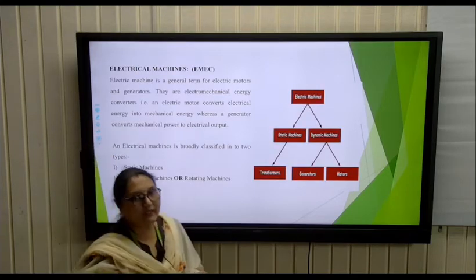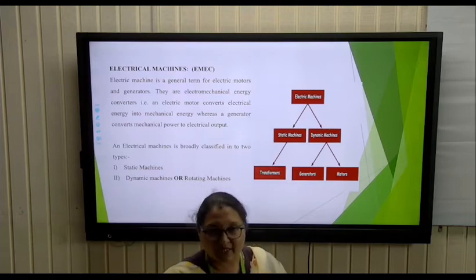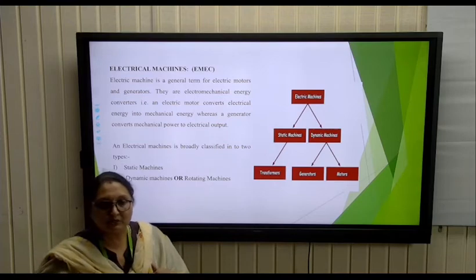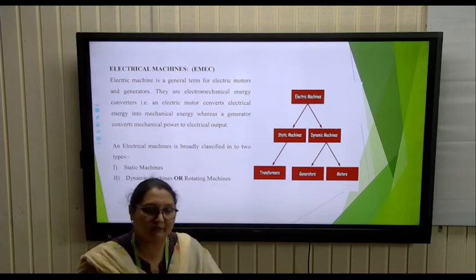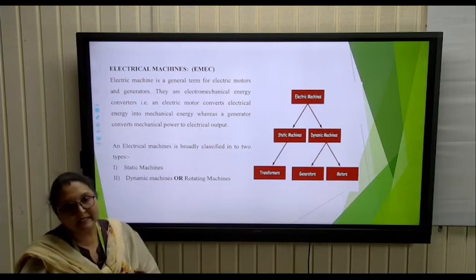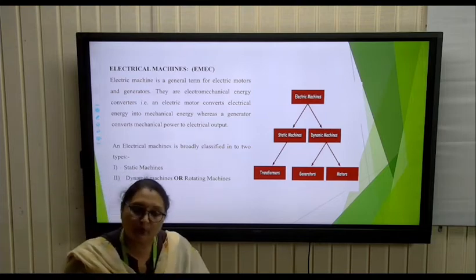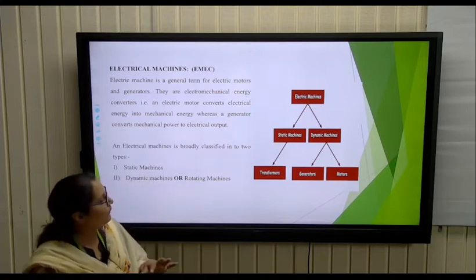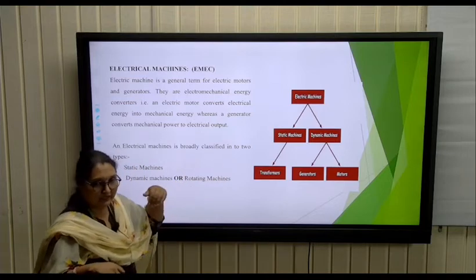So before starting this topic, we should understand where this transformer lies in electrical machines. As you know, an electrical machine is basically an electromechanical energy conversion device. That means it is a device with which you can convert electrical energy into mechanical energy or mechanical energy into electrical energy. So this is a broad classification of an electrical machine.